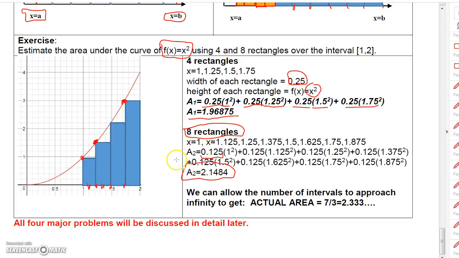If you allow the number of rectangles to approach infinity, which allows the number of intervals to approach infinity, you actually will get the actual area. It can be shown using techniques that we'll discuss later that the actual area is 2.333, or 2 1/3 units. All of the 4 major problems will be discussed during the course. But for now I just wanted to focus on those 2 problems, the tangent line problem and the area problem. And now we'll move on to the bulk of calculus.